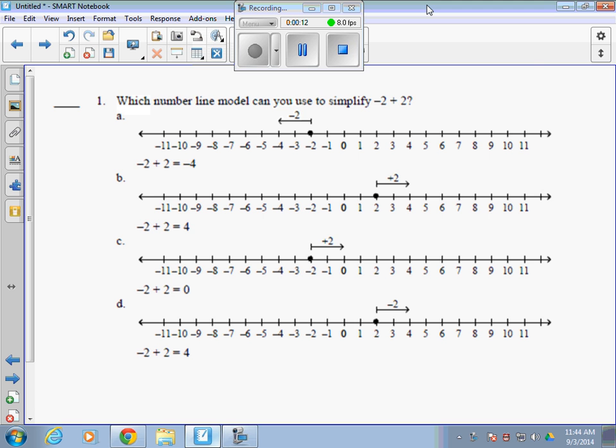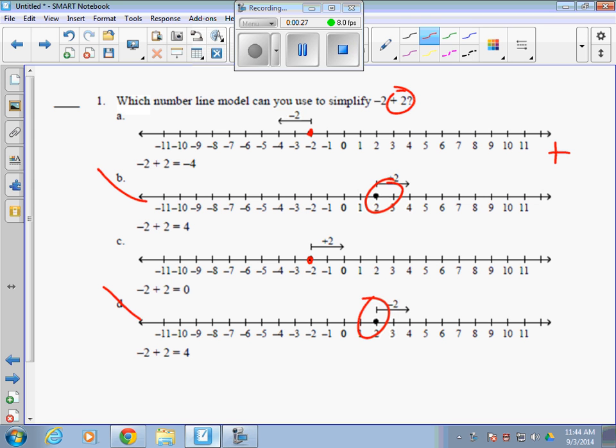Well, first off, you begin at -2, so that's going to cancel out this one because that's beginning at +2. Same with this one right here, +2, so it's going to be A or C. It says -2, so we're starting at -2 on A, and we're starting at -2 on C. Then it says +2. Plus means you go to the right. So right here you can see on A, it's going to the left, so that's not it. C is the only one that works.